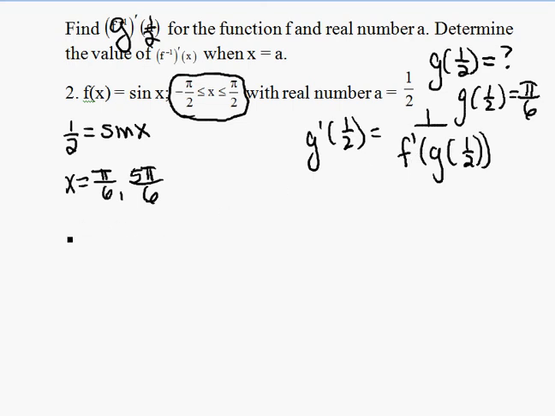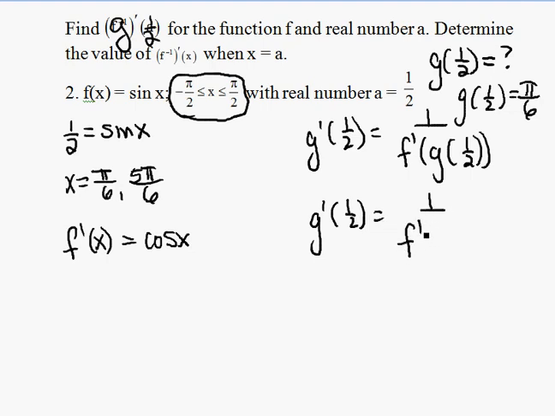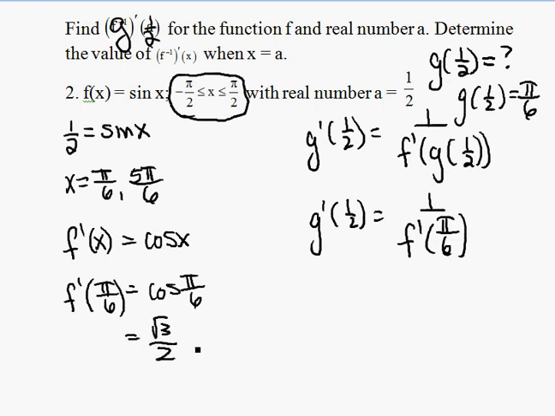We also need to know what the derivative of f is, so f prime of x is cosine of x. So g prime of a half is equal to 1 over f prime of g of a half, which we just determined is pi over 6. So we need to know f prime of pi over 6. So f prime of pi over 6 is equal to the cosine of pi over 6, which I believe is equal to radical 3 over 2. So that means g prime of a half is equal to 1 over radical 3 over 2, which is just reciprocated, so it's 2 over radical 3.